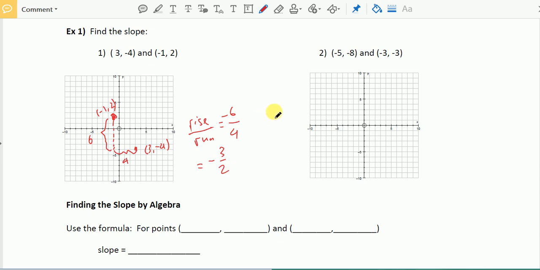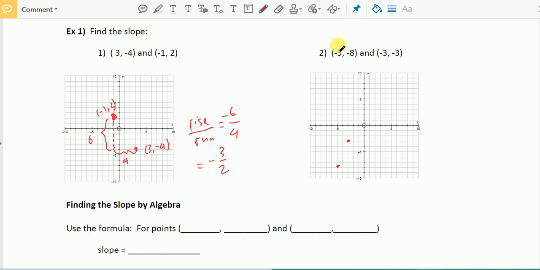And the same thing to this example 2. I have the first point is -5 here and -8, so it should be here, right? And -3, -3 here, -3 is here.